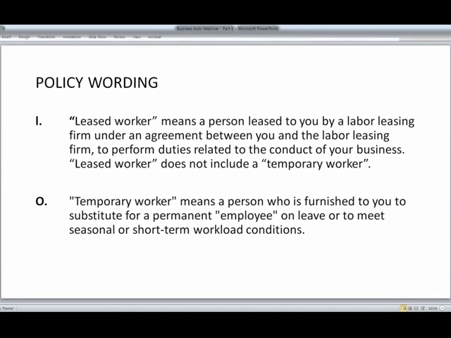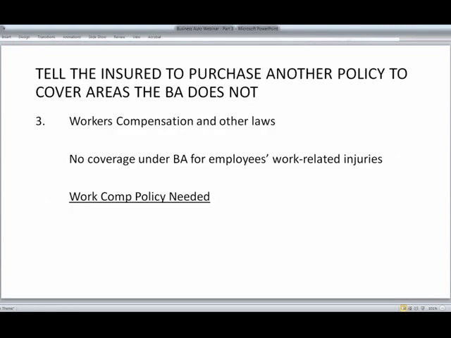That's the definition of lease workers and temporary workers. Tell the insured to purchase another policy to cover the areas the VA does not. Work comp and other laws. No coverage in the business auto for employees' work-related injury. A work comp policy is needed to cover that exposure, to extend also tort immunity so that a worker under the work comp law cannot sue your insureds under tort.